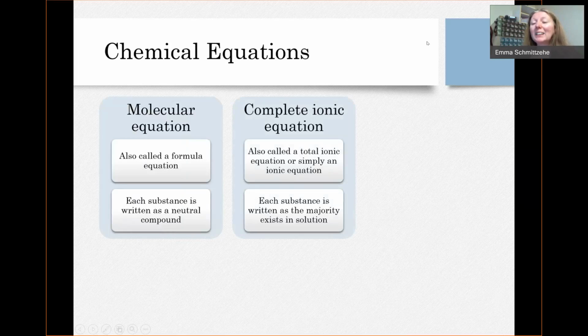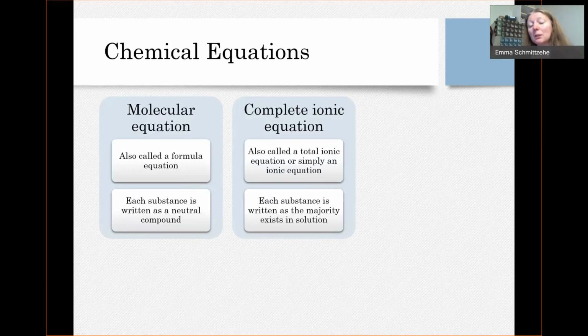Whereas we could write it in an ionic form called the complete ionic equation, and that you can also call the total ionic equation or simply the ionic equation, which is a little sloppy because there's more than one. I'd call it the complete ionic equation. That's the most specific, clear name, I believe. And so that equation, as the name suggests, contains ions, okay? And the reason is because each substance is going to be written as the majority of it exists in solution.